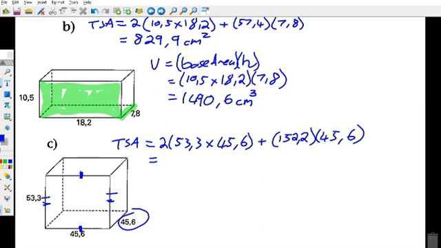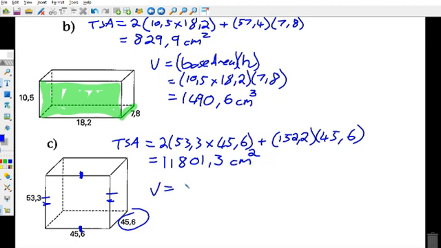So we're going to get 2 times 53.3 times 45.6 plus my 152.2 times 45.6, and we're going to get an answer of 11801.3 centimeters squared. Squared because it's an area.